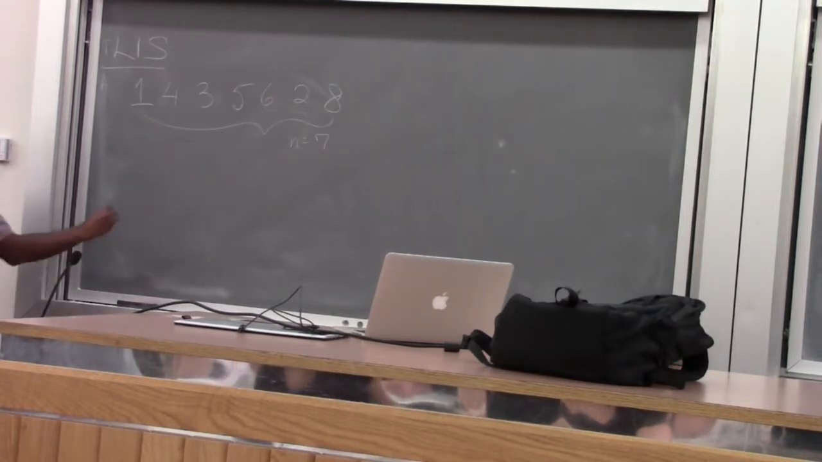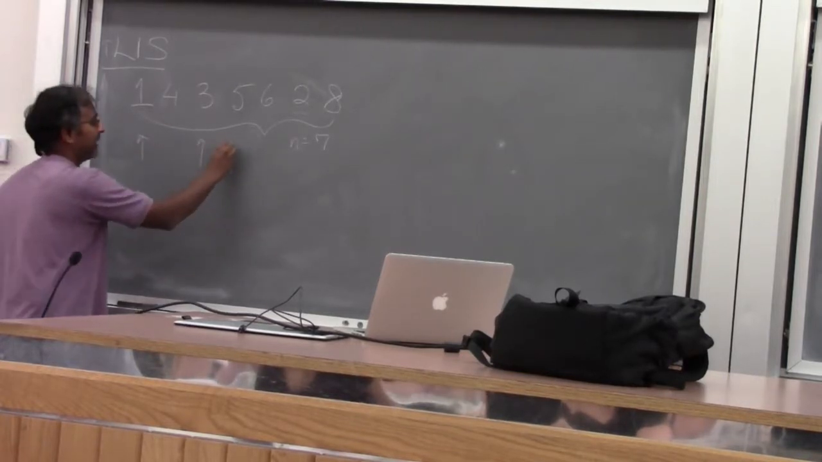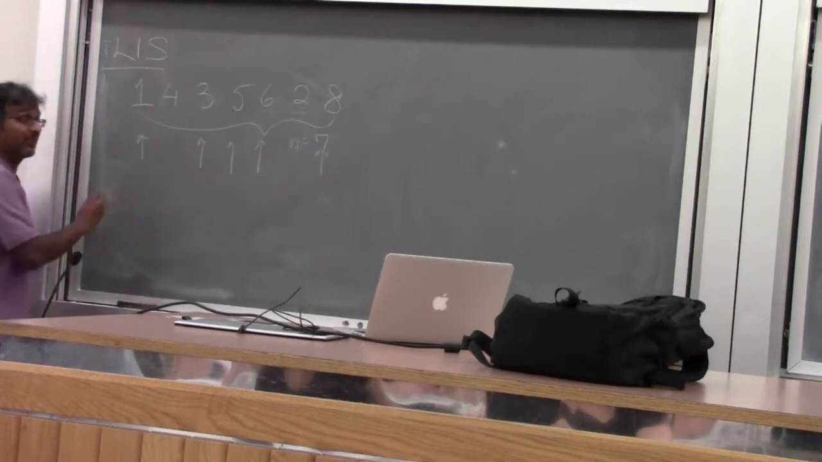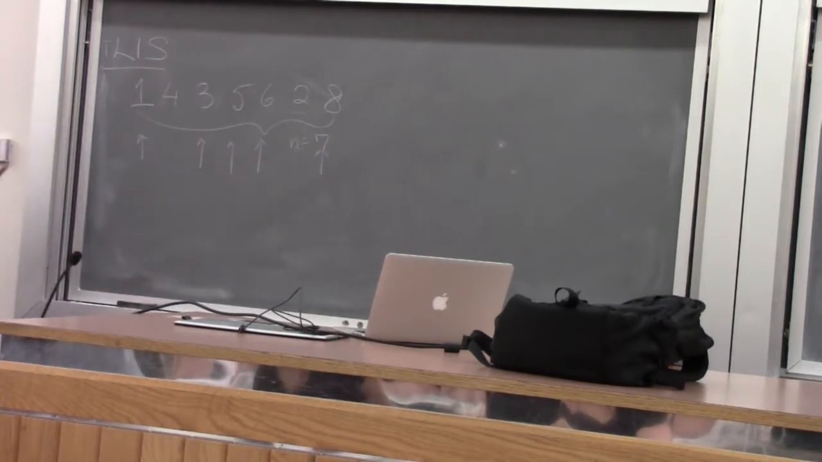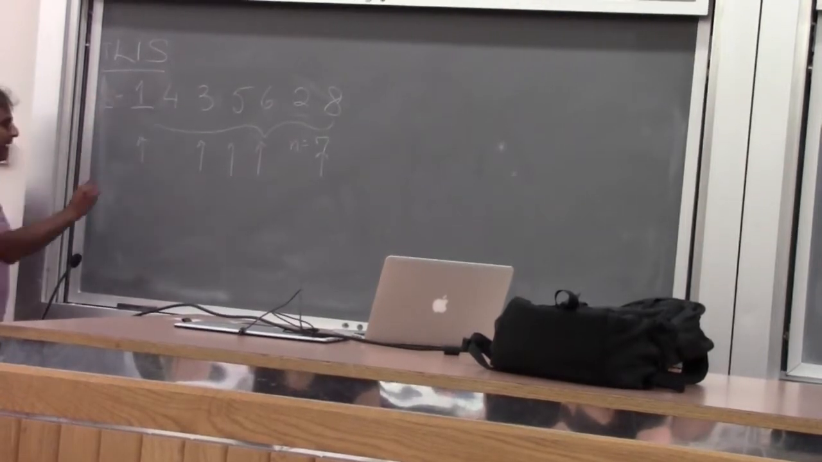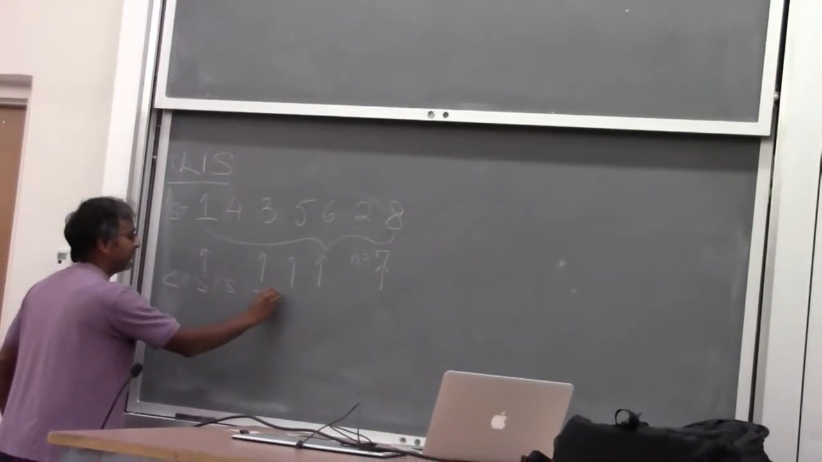1, 3, 5, 6, 8. This is a length 5. And while I can't force you to believe that this is the longest, by inspection, at least in this case, you can tell that there isn't anything bigger. So the LIS of this sequence, if we call it S, the LIS of S is equal to 5.